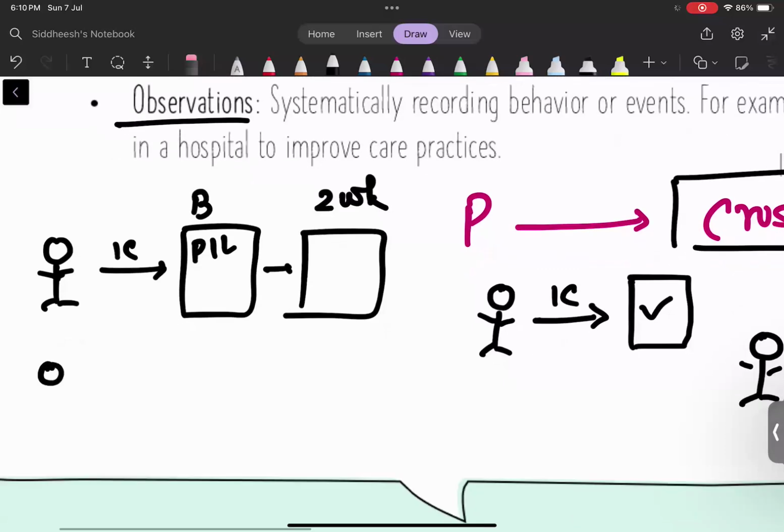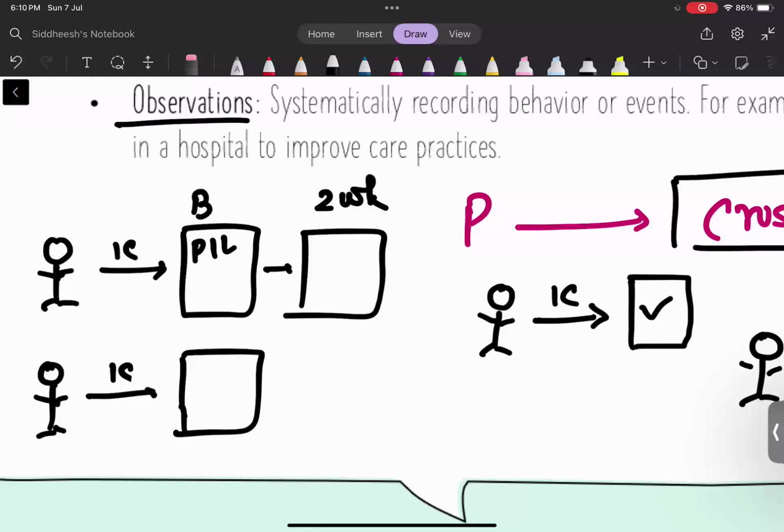Now suppose one more individual is there. You have taken the informed consent. You have given some sort of questionnaire. The patient has filled in the data and that's it. Study over. So in this part, we are not doing any kind of intervention. We are just collecting data from the patient.